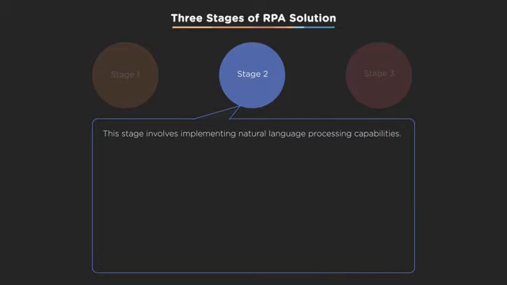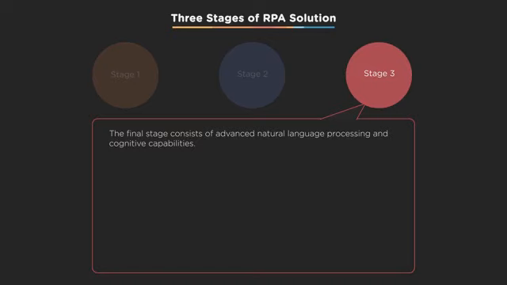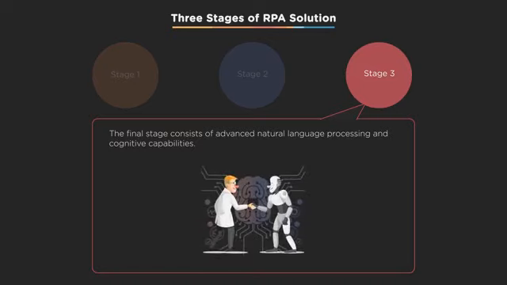Tasks such as content analytics and process automation are performed in this stage to ensure flexibility, scalability, and accuracy. Stage 3. Stage 3 of RPA consists of advanced natural language processing and cognitive capabilities. It includes RPA systems capable of human-like decision-making. This stage helps improve employee morale and brings in detailed data capture.